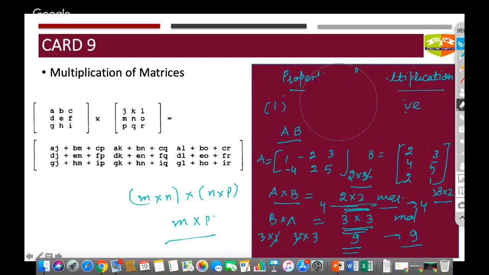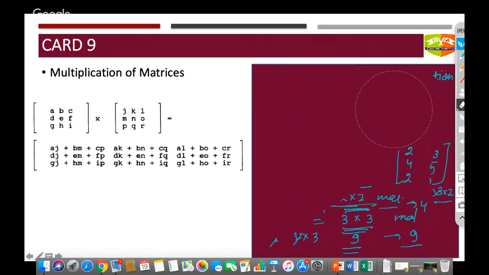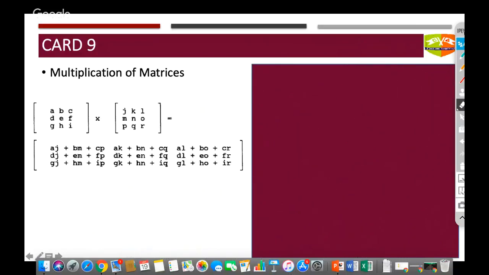If you have this property in mind, you can avoid a few mistakes. The second, of the other properties that I would like to discuss, is that the associative law holds here. So if a matrix is like this, A into B and then multiplied by C, this can be equal to B and C multiplied first, and then A getting multiplied. So the associative law holds here.